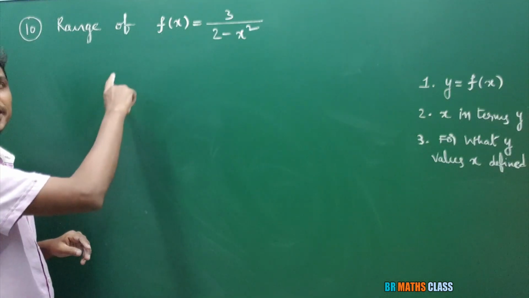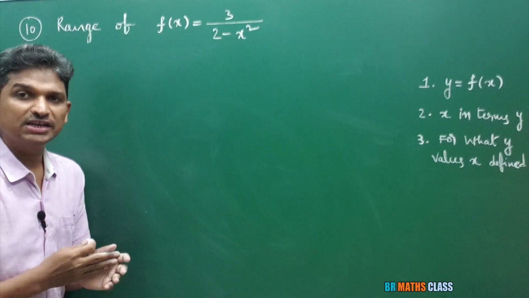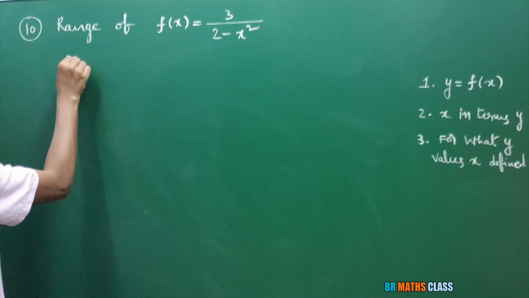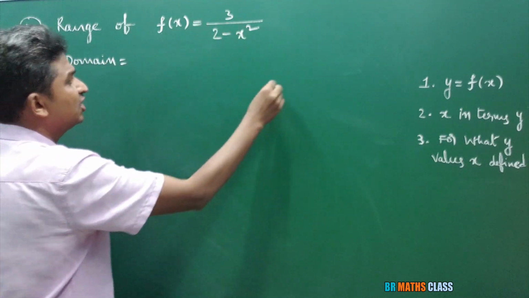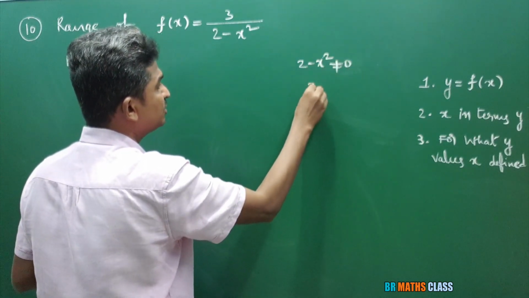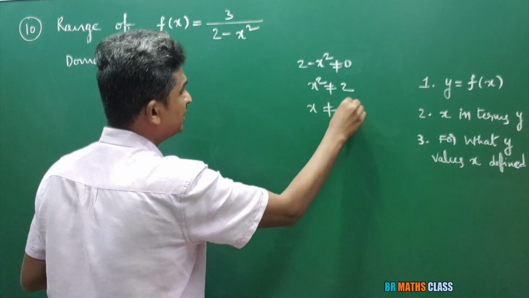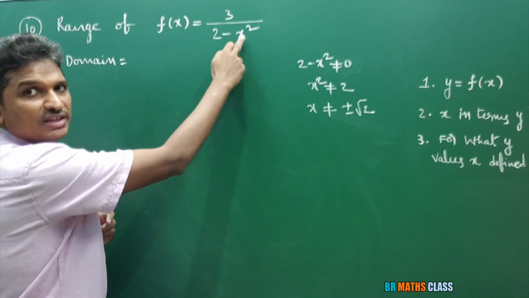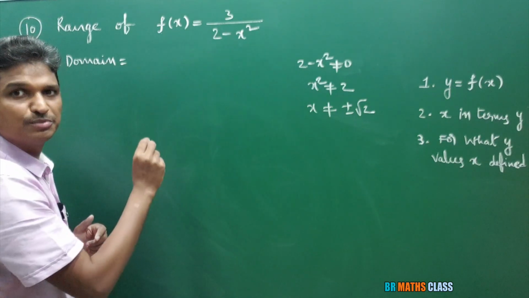You observe the 10th question. Range of the function f of x equal to 3 divided by 2 minus x square. To calculate the range of this function, we will do two things. First, we will calculate the domain. What is the domain of this function? The given function is in the form of f of x divided by g of x. Now, this denominator cannot be equal to 0. That means 2 minus x square cannot be equal to 0. That means x square cannot be equal to 2, apply square root on both sides. That means x cannot be equal to plus or minus root 2. So if x is plus root 2, then this denominator is becoming 0. If x is minus root 2, then also this denominator is becoming 0.